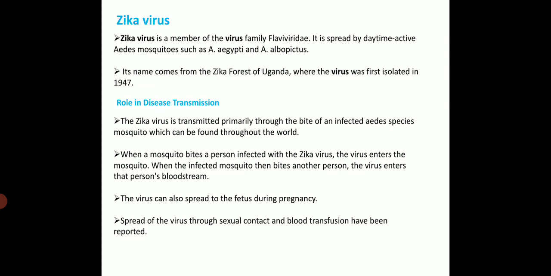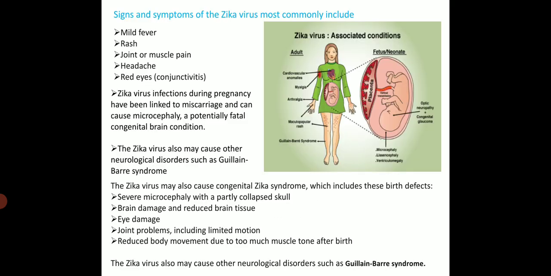When the mosquito bites a person infected with Zika virus, the virus enters the mosquito. When the infected mosquito then bites another person, the virus enters that person's bloodstream. So this virus can also spread to the fetus during pregnancy. Spread of the virus through sexual contact and blood transfusion has been reported.